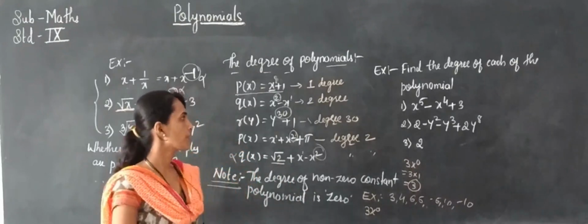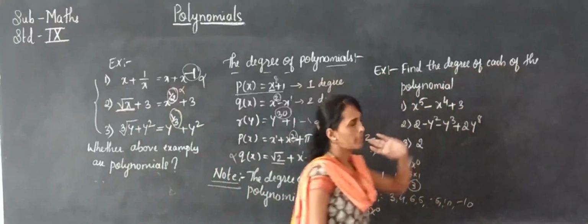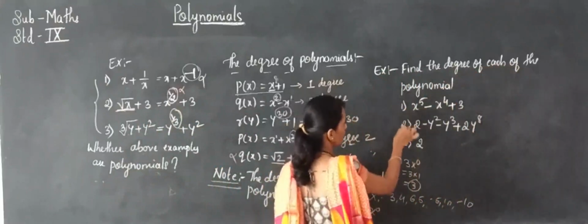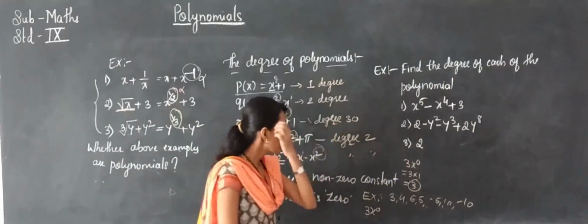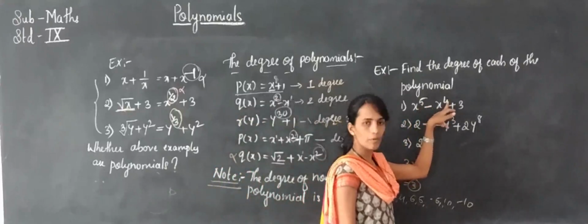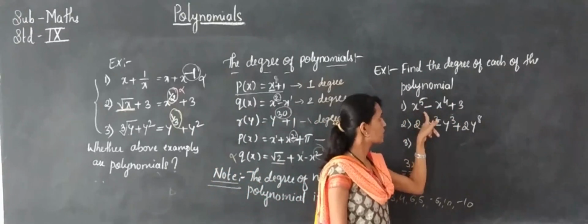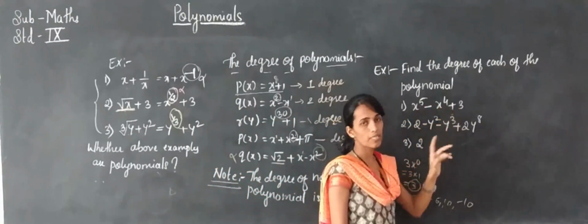Ready? Now one example from your textbook. Find the degree of each of the given polynomials. How many polynomials are given? 1, 2, 3 polynomials are given. The first one is x to the power 5 minus x to the power 4 plus 3.